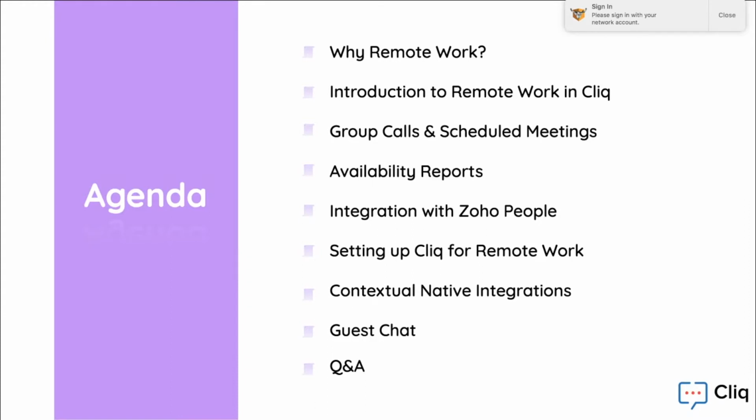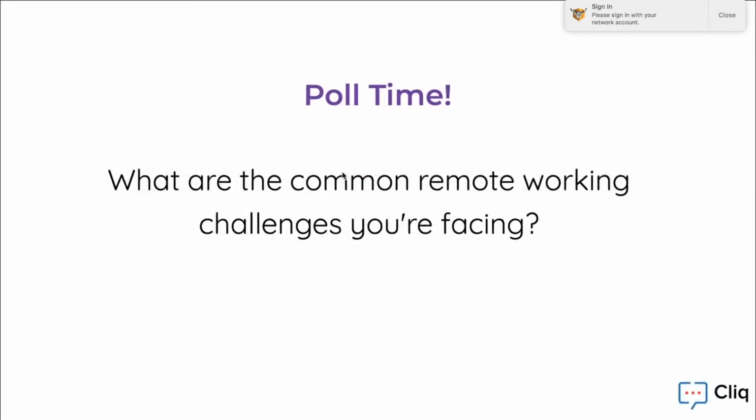And with that, we'll then move into the different native integrations that we have with Zoho People and other Zoho applications. We will also see what are the necessary steps that you should be doing to set up Cliq for remote work. And finally, now that you've brought your office into Cliq, the next step would be to get access for all your guests and your vendors and your clients easily, so you can collaborate in one single space. So we'll take a look into what guest chat does, and finally we will have a question and answer session at the end. With that, let's get started.